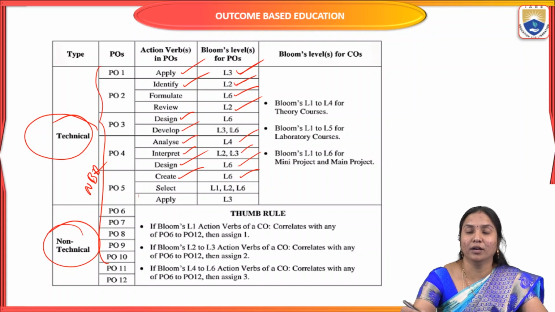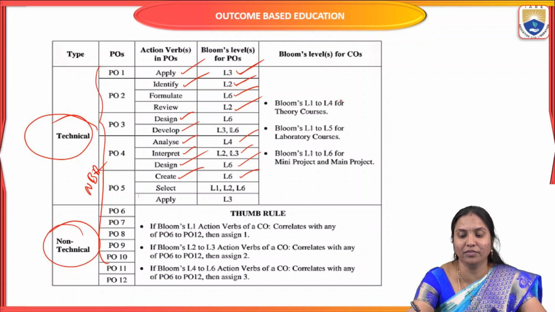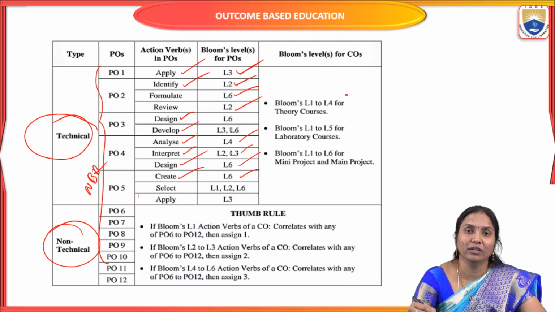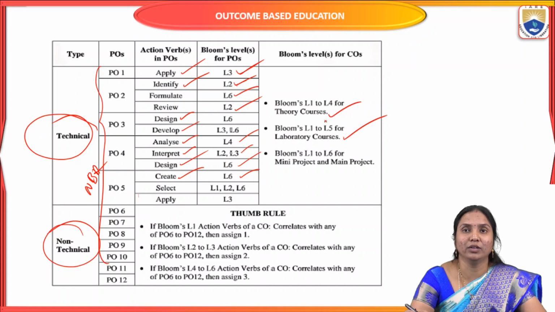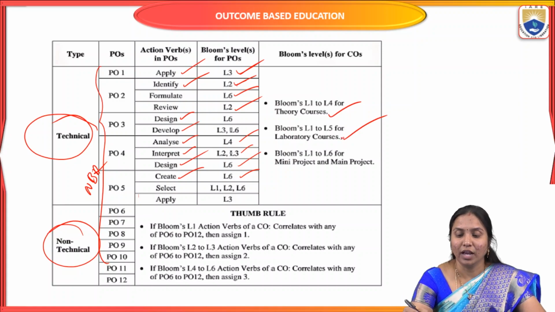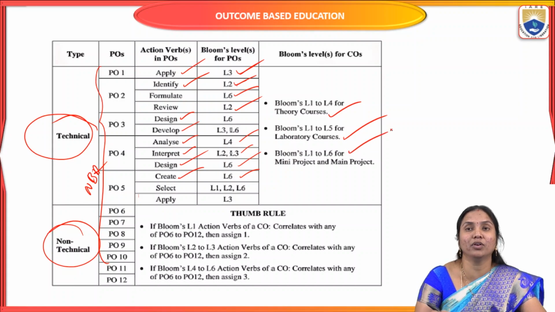In that, Bloom's taxonomy levels are level 1 to level 4: remember, understand, apply, analyze. These four levels are used for theory courses. L1 to L5, up to evaluate, are used for laboratory courses. And L1 to L6 are used for mini project and main project purposes.